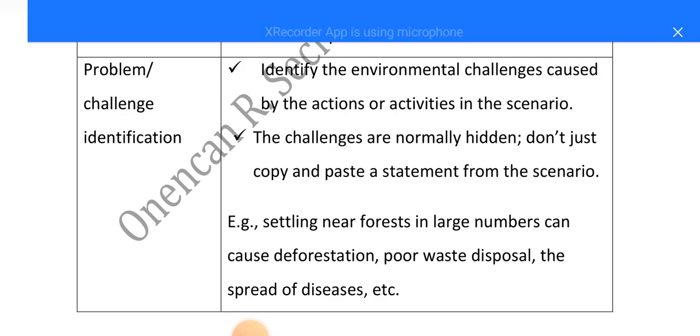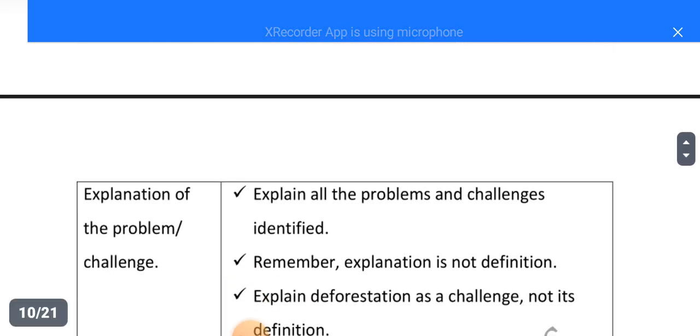In the scenario, it requires only a steady student who has been reading and underlining those important challenges or those problems in the scenario. But they have told us that some can be hidden. For example, they can talk about settling near forests in large numbers, which can cause deforestation. They can talk about poor waste disposal, then the spread of diseases, etc. Now these are the challenges which they will give you in the scenario. A wise student goes on using a pencil and underlines as you identify when you are reading. So let's go to the next step.